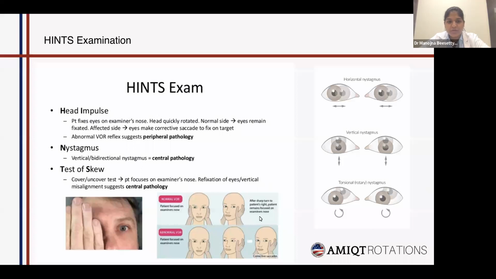Coming to the test of skew. Firstly, the patient should be asked to sit up straight with the central gaze fixed. Then we alternately cover and uncover the eyes. An abnormal, positive test of skew is when we see a vertical nystagmus or a misalignment, which suggests a central cause of vertigo. The pictures here show how the test of skew is performed by covering the eye, the vestibulo-ocular reflex to evaluate the head impulse test, and the three kinds of nystagmus, for better understanding.